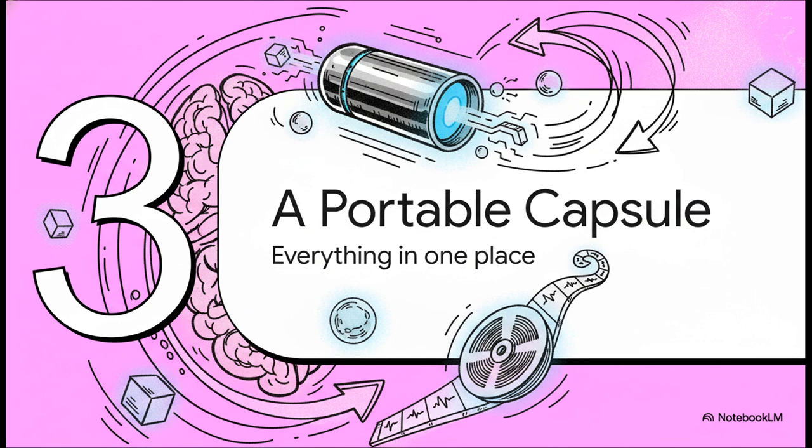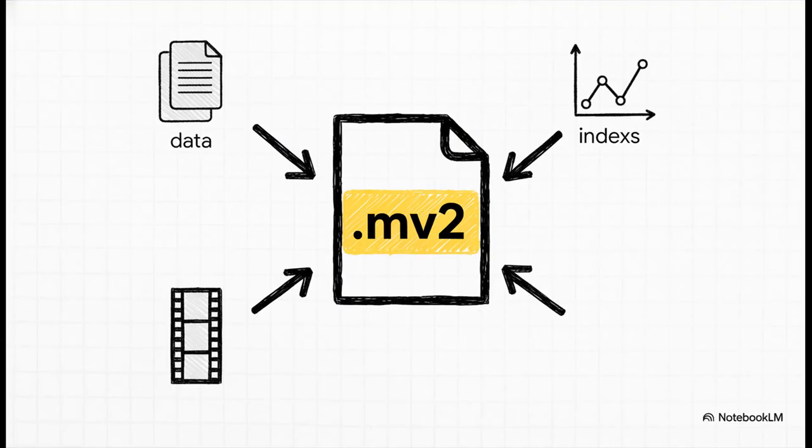This all leads us to the actual physical output of the system, the memory capsule itself. And this is where that whole idea of portability really shines. And here it is, everything we've just talked about, all the data, the indexes, that entirely rewindable timeline, it's all packaged neatly into a single file with a .mv2 extension.